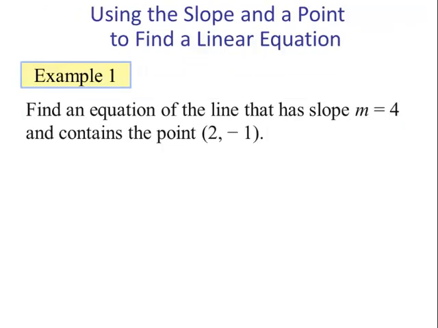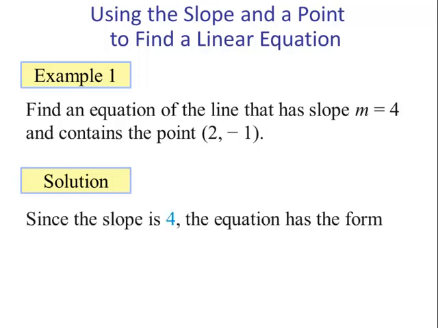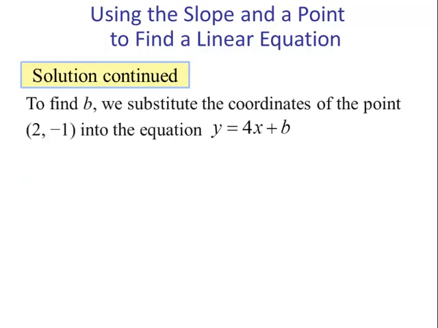Example 1. Find the equation of a line that has slope m equals 4 and contains the point (2, -1). Solution: since the slope is 4, the equation has the form y equals mx plus b, but we know that m is 4, so we have y equals 4x plus b. So our next step is to find the value of b. To find b, we substitute the coordinates of the point (2, -1) into the equation y equals 4x plus b.